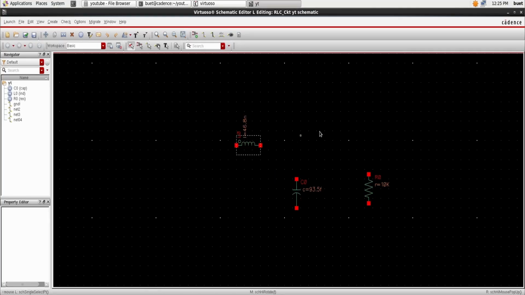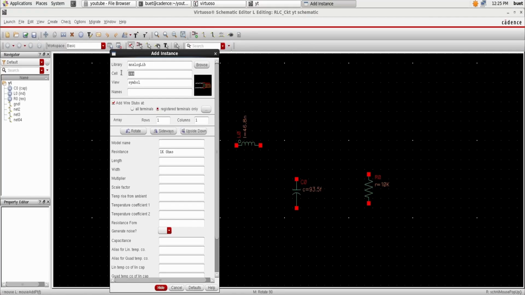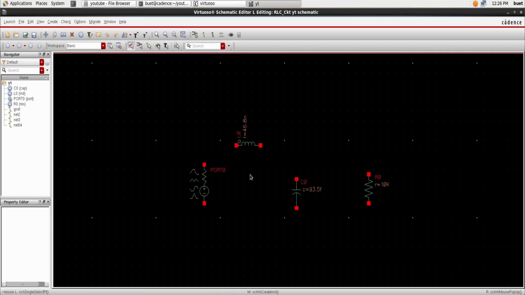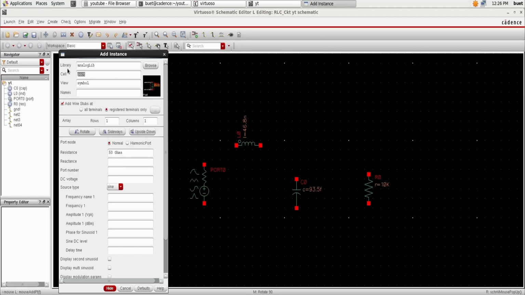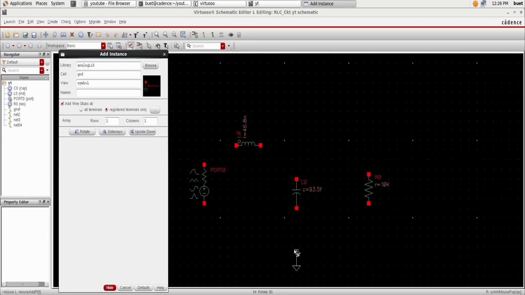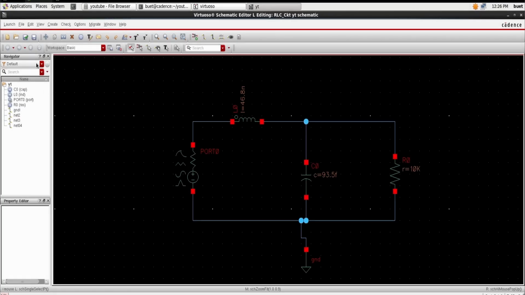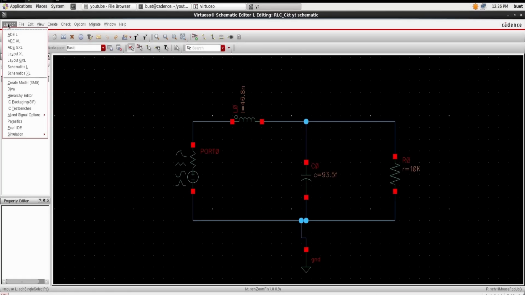Press R to rotate your inductor. Press I to go to the add instance window. Here find your port. Here the port resistance is set to be 50 ohms, which is our source resistance, so leave it the same. Give the amplitude 1 as 1 volt and the frequency 1 as 2.4 gigahertz, which is our input frequency. Place your port. Press I again. Find your ground from the same analog library. Place your ground. Press W to finish wiring your circuits. Here I have finished wiring my circuits. Check and save. Launch ADE.